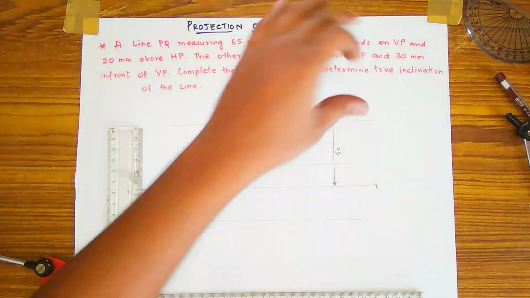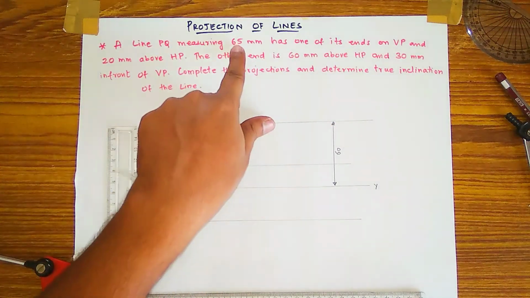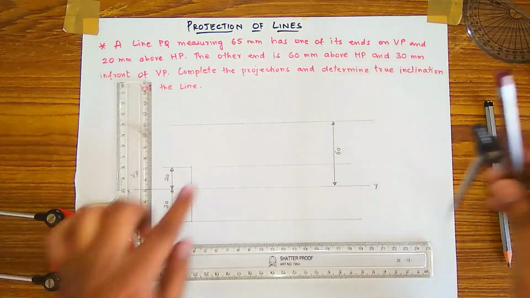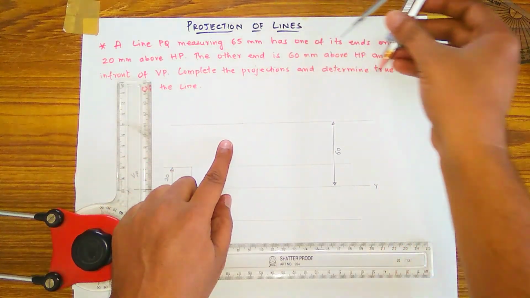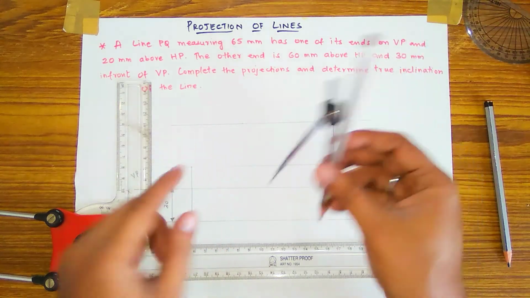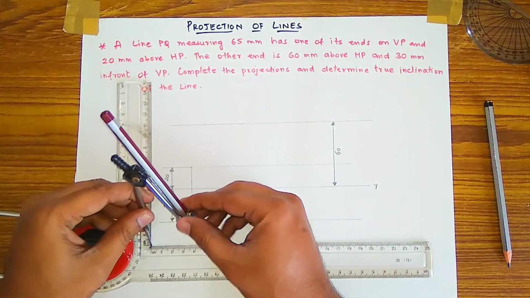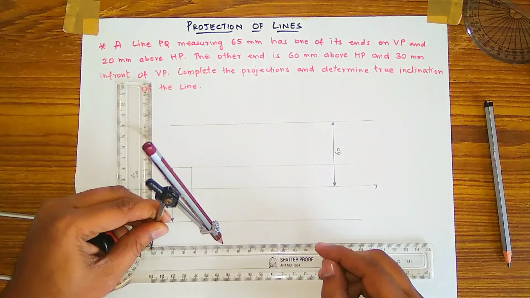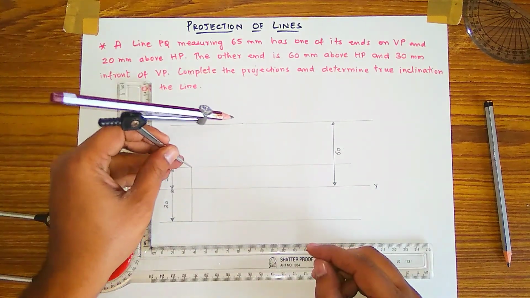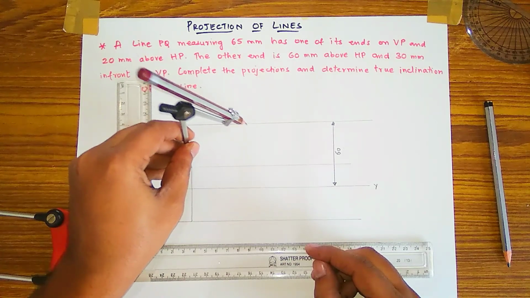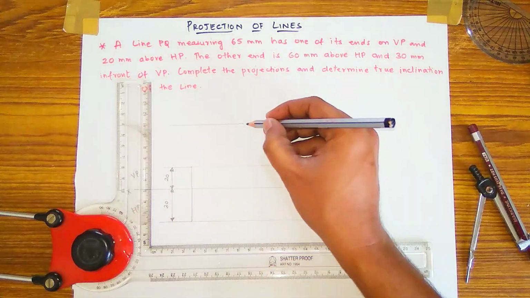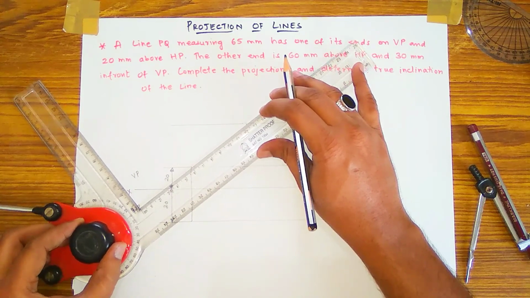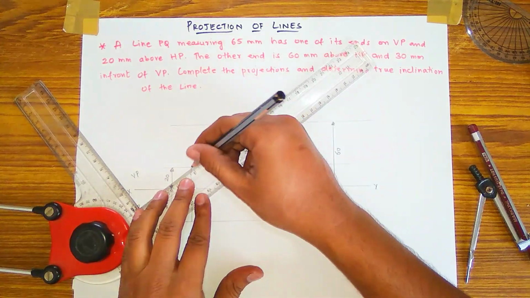As per the question given I have done this, but now I have to draw the 65 mm line here. To draw the 65 mm line on VP, because it is resting on VP only, adjust your divider to 65 mm, take the measurement of 65 mm on the divider, keep it on that end and put an arc. So from this end you have a line of 65 mm. Draw the line of 65 mm like this.